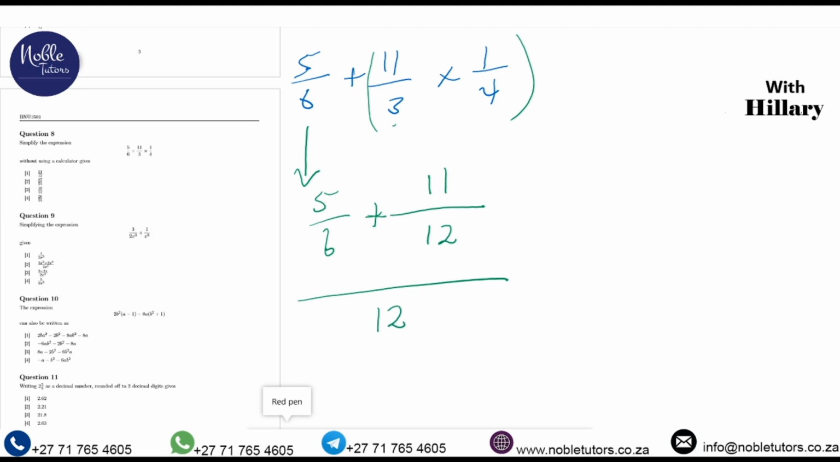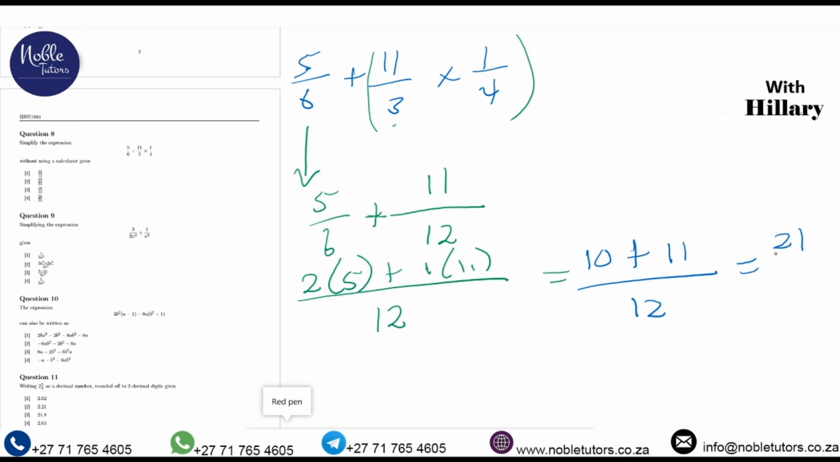Then we say 6 into 12, it gets twice. And say 2 times 5 plus 12 into 12, it gets only once. 1 multiplied by 11. Then from there, we then say 2 times 5, which is 10, plus 1 times 11, which is 11 over 12. So our final answer will be 21 over 12. Then we are warm and dry.